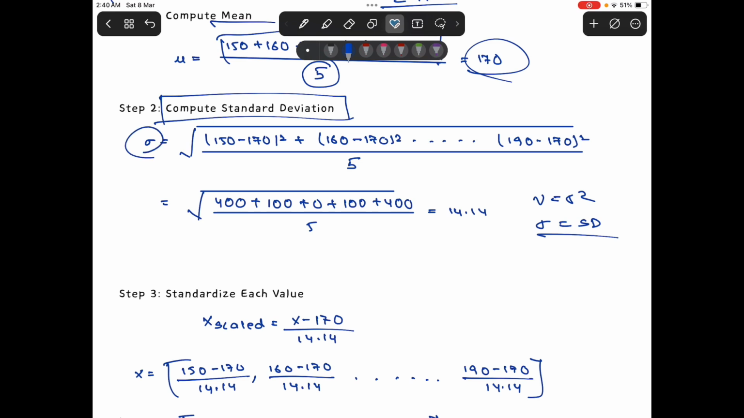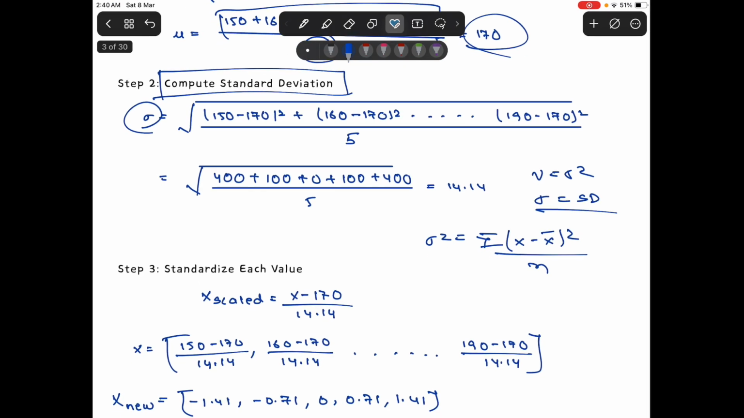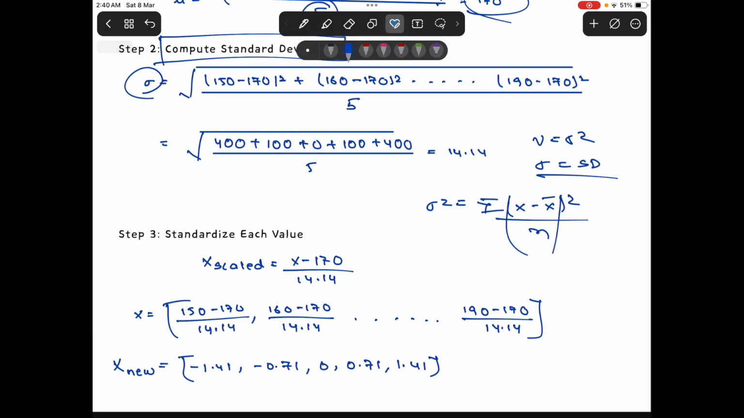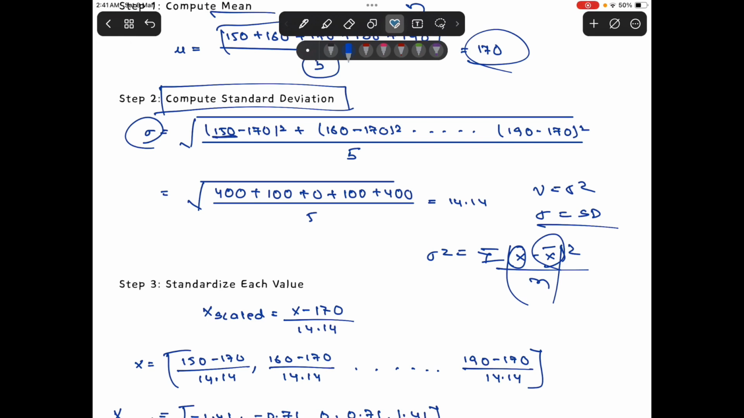We know the formula of variance. The formula of variance is sigma square is equal to the summation of x minus x bar whole square divided by n. You can see that x is a data point, x bar is the mean. So here is 150, the first data point, minus mean whole square, second data point minus mean whole square, and similarly for the fifth data point minus mean whole square, divided by 5, and our standard deviation is 14.14.